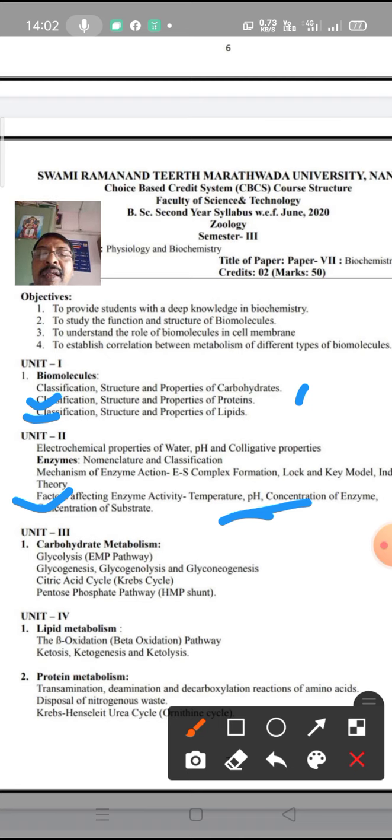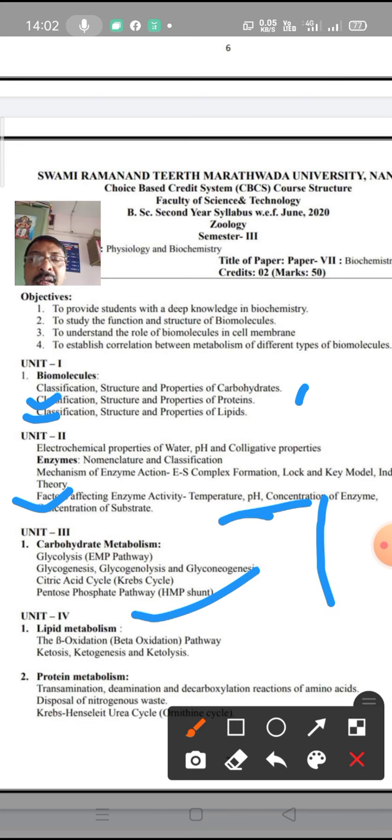So this covers the third unit, that is total carbohydrate metabolism, and in the fourth unit is the remaining metabolism, that is lipid metabolism and protein metabolism. Now in lipid metabolism, there is beta oxidation, and the second is ketosis, ketogenesis and ketolysis.